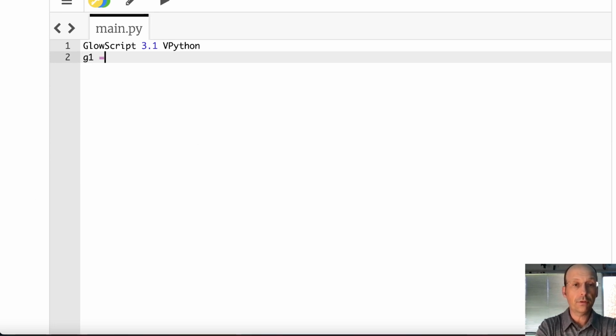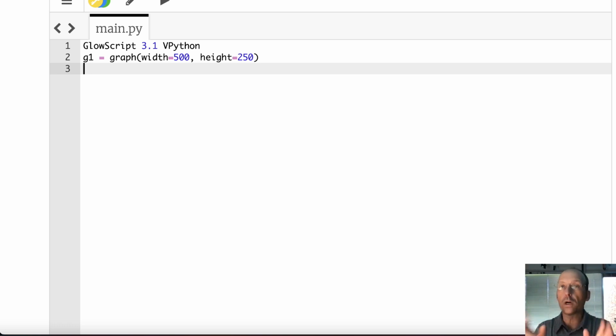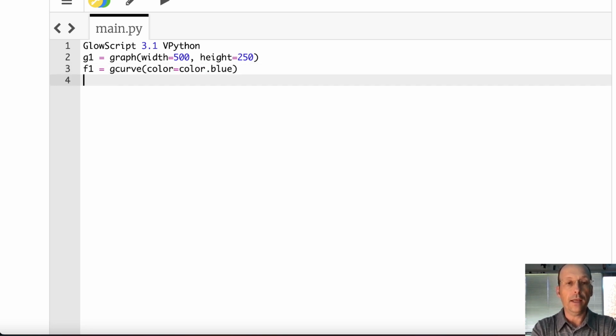g1 equals graph. Let's just leave the title blank for right now. But I do want to put a width: width equals 500, height equals 250. And then I'm going to make two graphs. f1 equals gcurve, color equals color.blue. And then f2 equals gcurve, color equals color.red. And so f2, I want to plot that slope, and f1 is the trajectory.